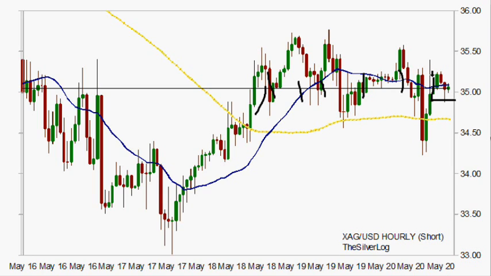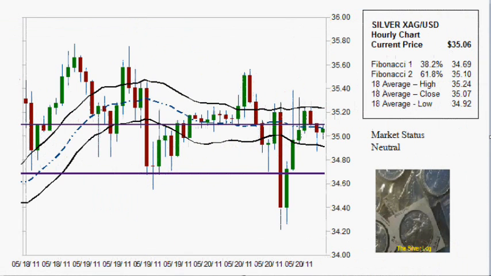But as far as how the paper games and what the powers that be are going to do, I cannot tell you because I don't know.